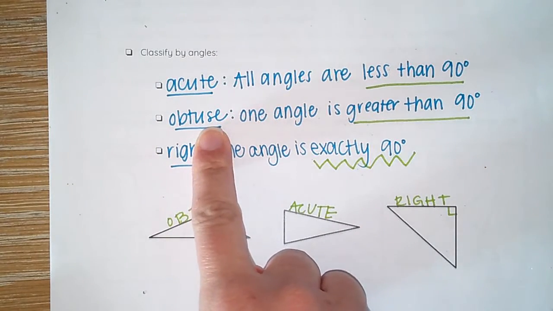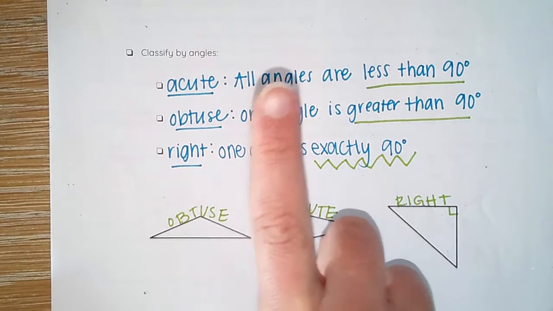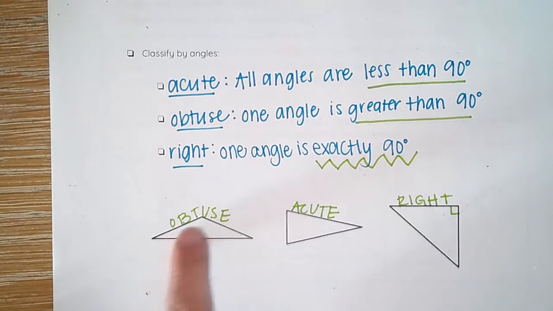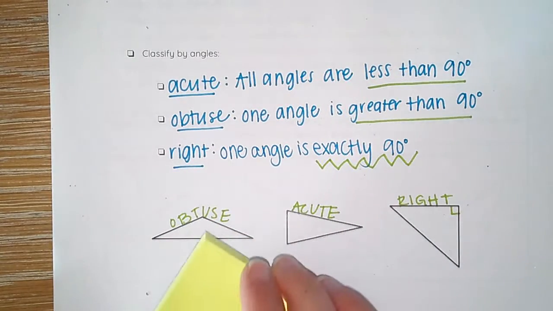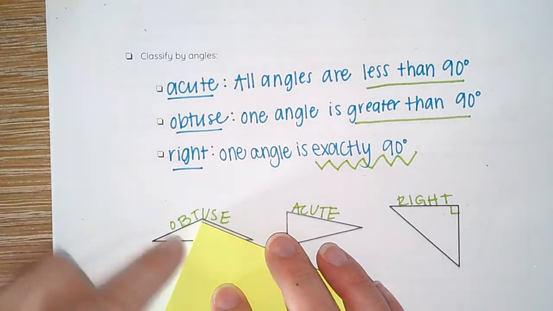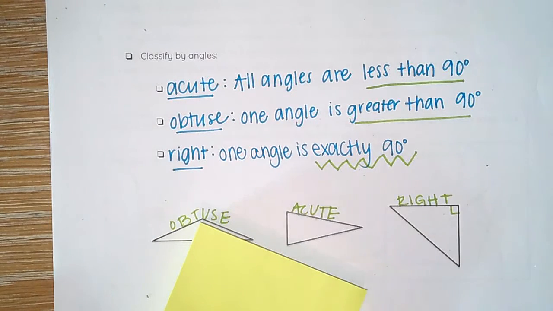Then we have obtuse, and this is where one angle, only one, is larger than 90 degrees. So again, if you take the corner of something, you can see that this top angle up here is larger than that 90-degree angle. Again, you can only have one angle that is larger than 90 degrees.